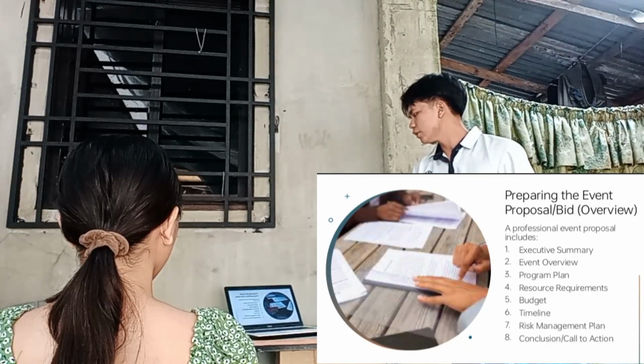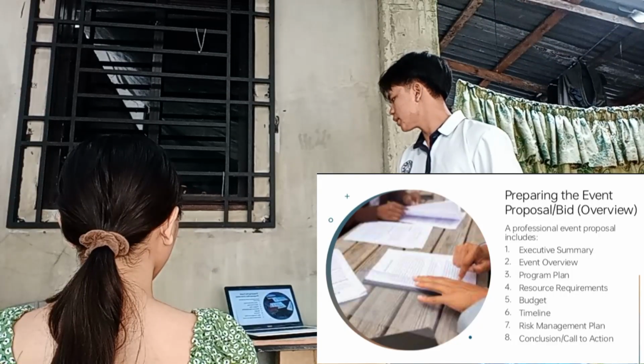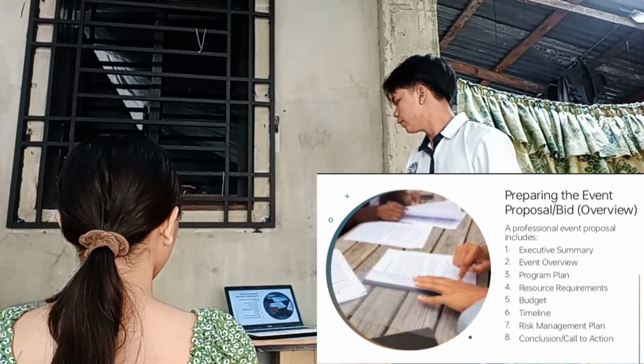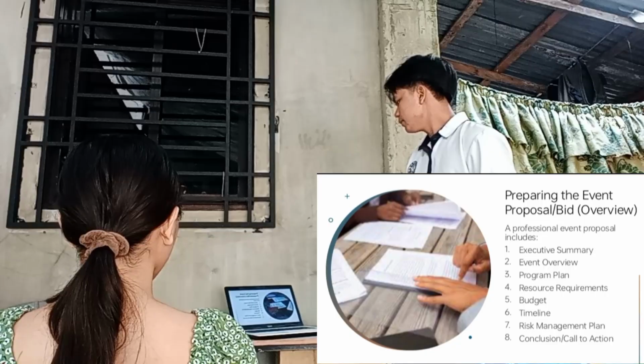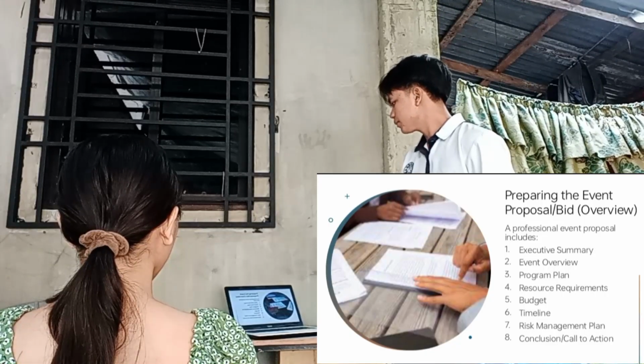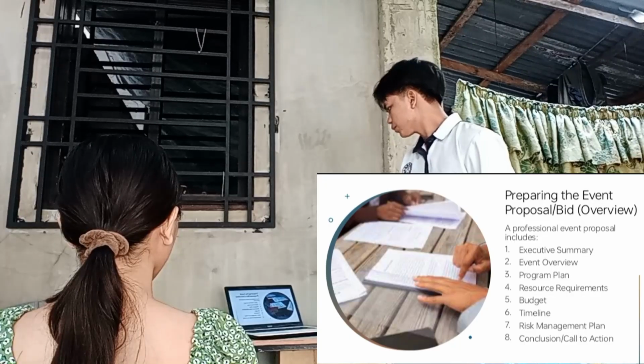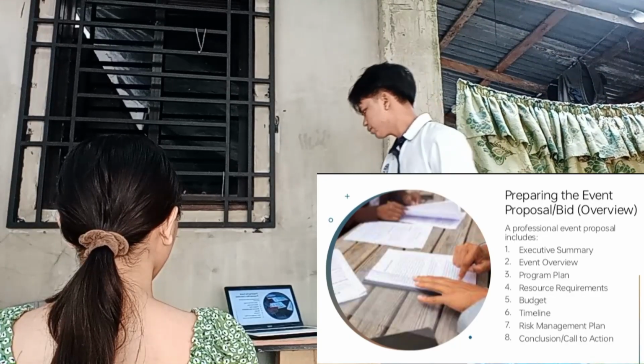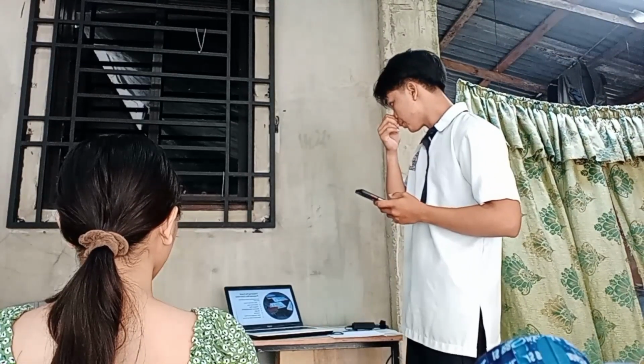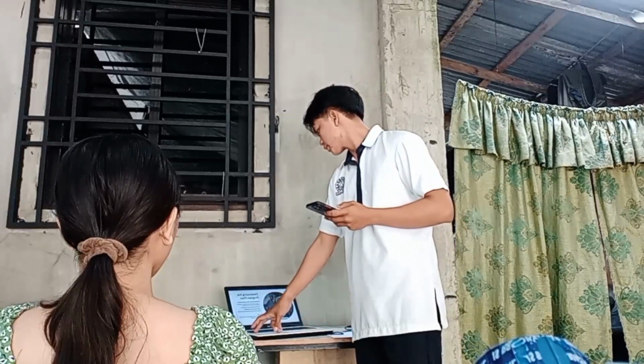Okay, a professional event proposal includes: number one, executive summary; event overview; program plan; resource requirements; budget; timeline and risk management plan; conclusion or call to action. Okay, these are the examples of preparing the event proposal. Okay, we come now to the next one.